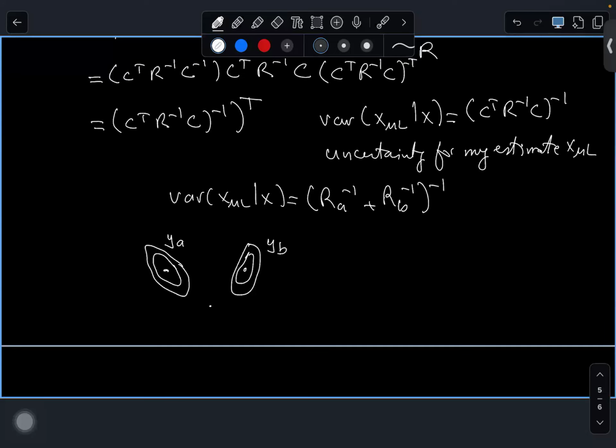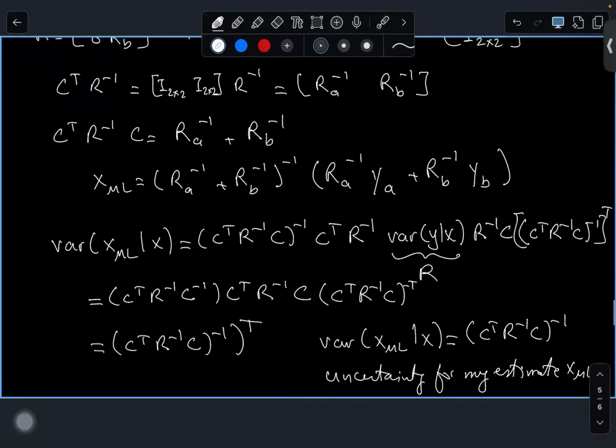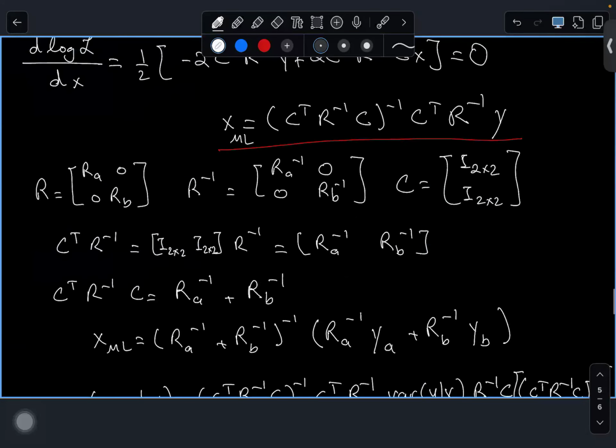Yeah, go ahead. Or calculating the variance of X ML. Yeah. Why do you compute variance of X ML given X, even though we don't know the true X? Well, because in maximum likelihood, we're maximizing the likelihood. Likelihood is the conditional probability. And so when I find X ML, that's relying on the conditional probability.